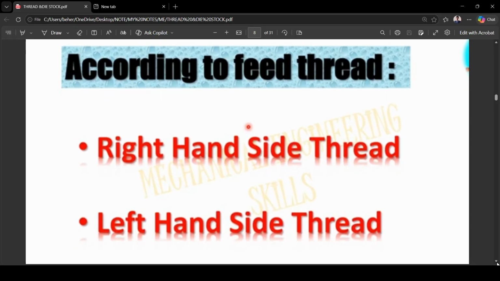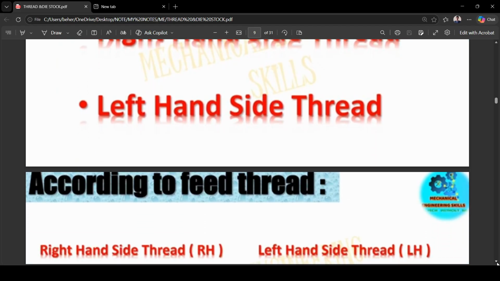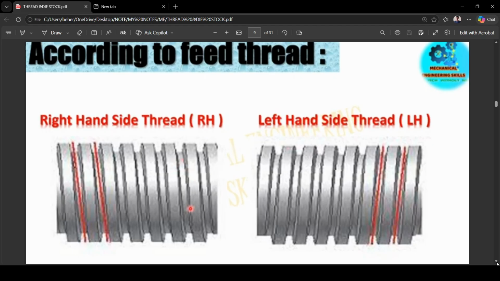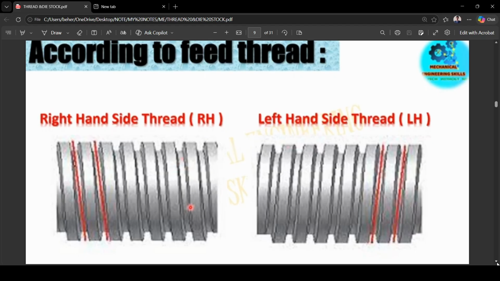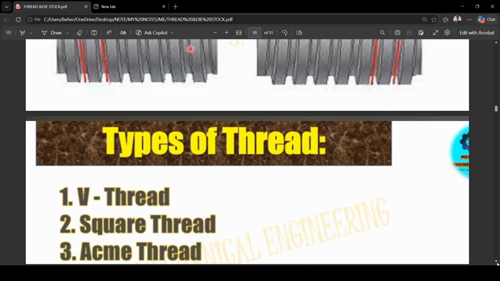According to the direction of the thread, there are right hand threads and left hand threads. They are called right hand thread RH and left hand thread LH. See this image.